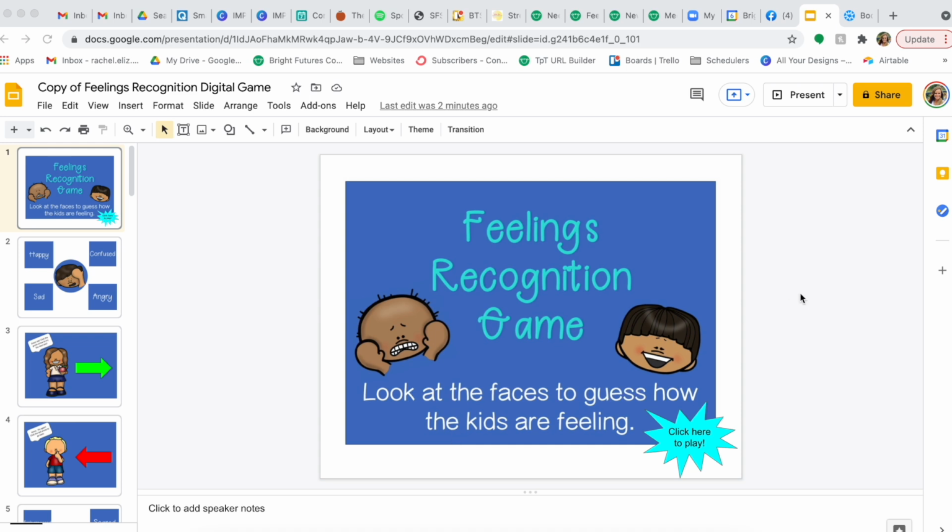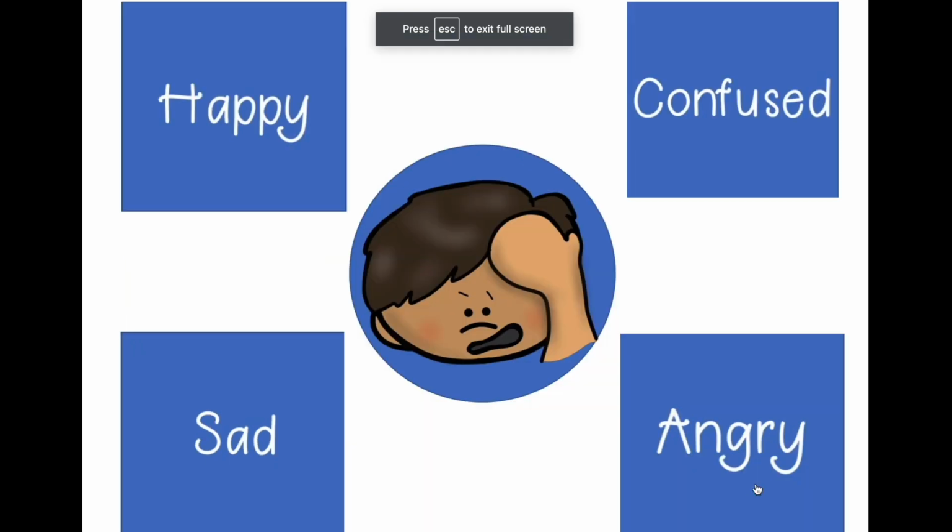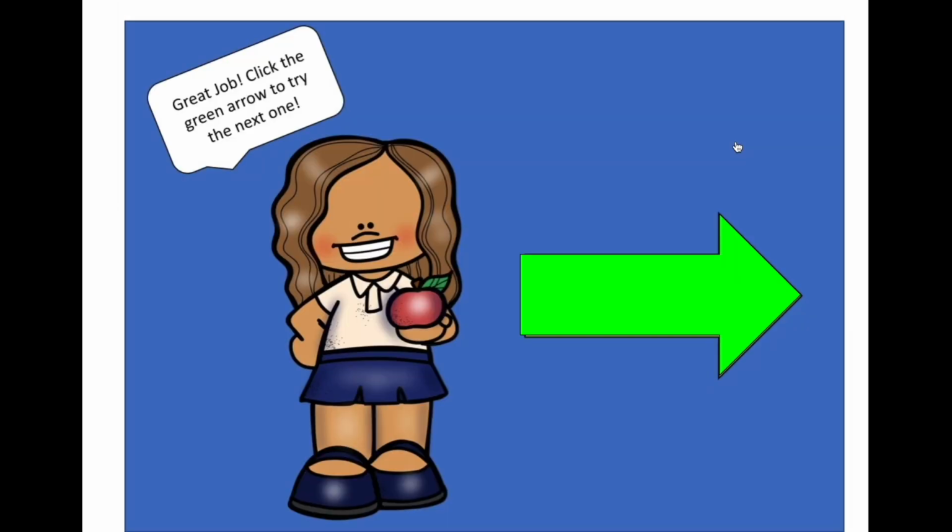Usually my Google Slides resources have editing capabilities, and you would play in edit mode. But this one you're actually going to play in presentation mode. So you're going to click the present button, click here to play, and then the students are going to look at the picture and identify which emotion it relates to. So this one, confused, and then it says, great job, it was correct. Click the arrow to go to the next one.